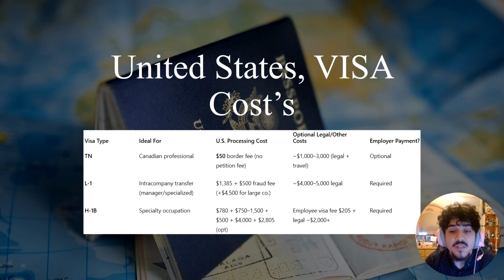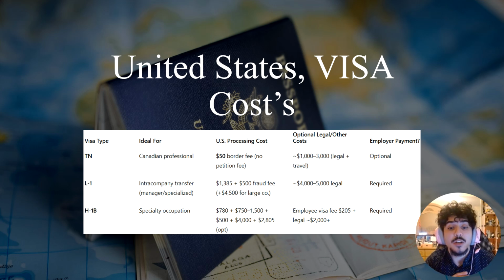Starting off with the specific United States visa costs. We have many different types of visas, and starting off we have TN, which is ideal for Canadian professionals. The costs are a $50 border fee and no petition fees, and optional legal and other costs, including $1,000 to $3,000 for legal plus travel. Employee payments are optional for that visa type.